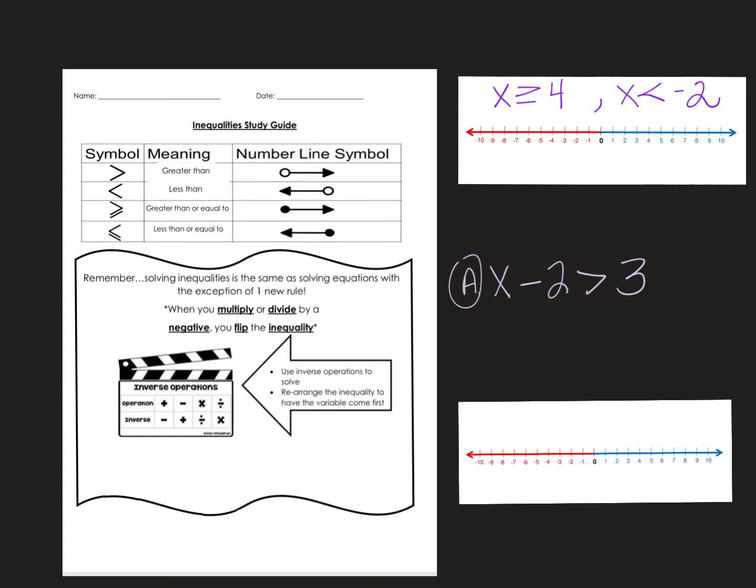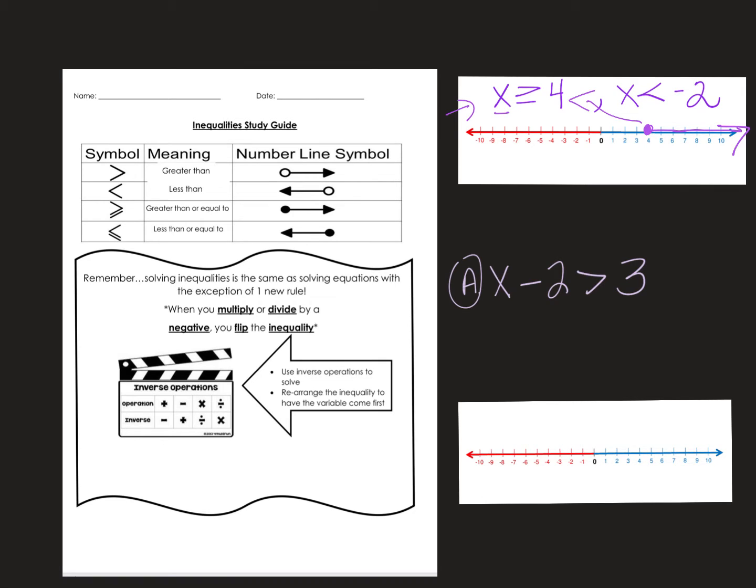We are going to work through a few of these. So x is greater than or equal to 4. Greater than or equal to 4, so our circle is going to be closed. So I'm going to find positive 4, and it's going to be closed. And it's saying that x is greater than that, so you're going this direction. That would be the graph for this one.